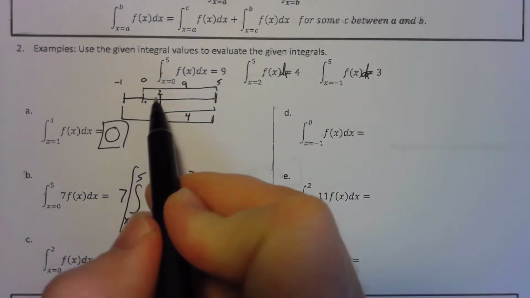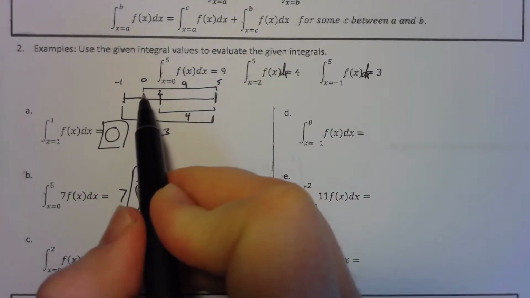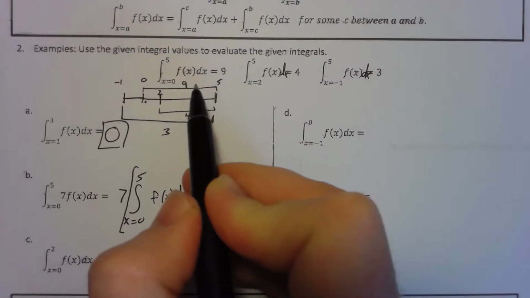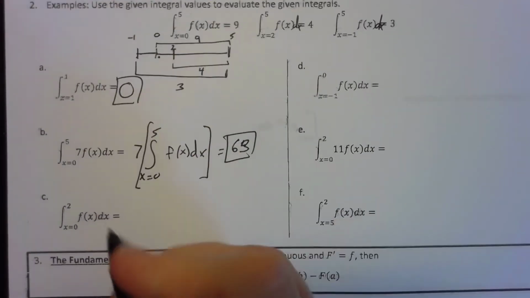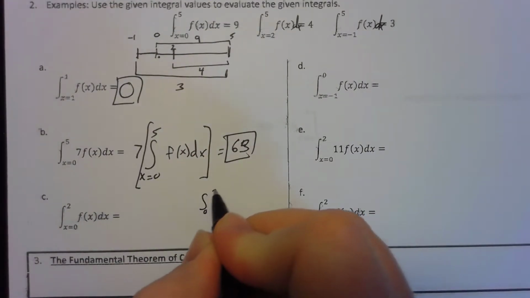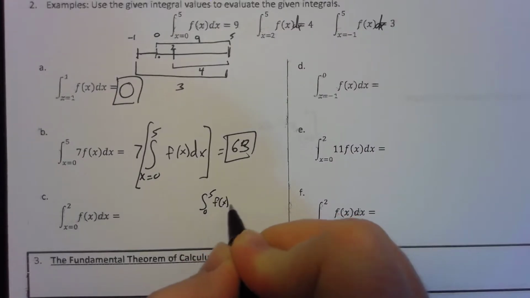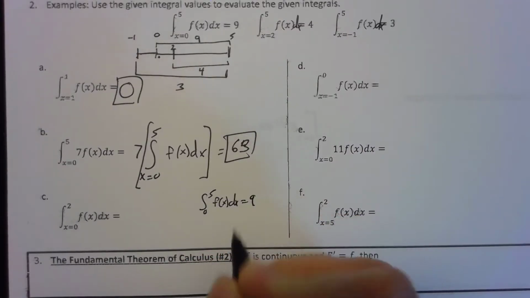Knowing that I'm going to go from 0 to 2 should imply that if I'm going from 0 to 5, that distance is 9. So again, I'm going to make note of that. The integral from 0 to 5 of f of x dx is equal to 9.